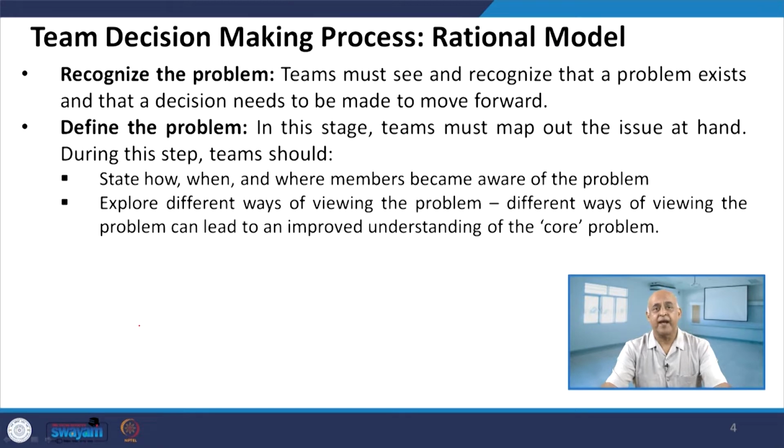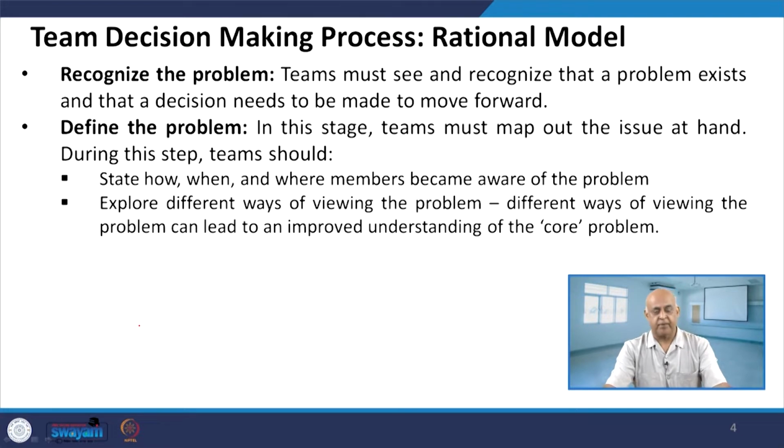Recognize the problem, identifying the problem. The team must see and recognize that a problem exists and that a decision needs to be made to move forward. Naturally decisions are to be taken, otherwise that problem will hurdle our project, our work or the goal which we want to achieve. So, we first understand that yes, there is some problem, right.